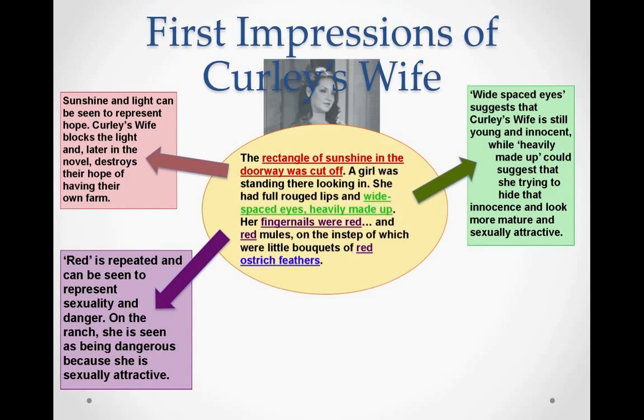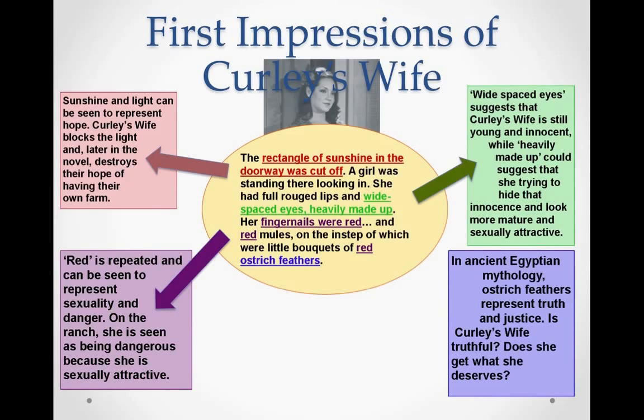Okay, so you'll also notice in this quotation that Steinbeck uses the word red a lot. Red is a key word when we're thinking about Curley's wife. Now, the word red is often associated with things like love, sexuality, and danger. On the ranch, Curley's wife is seen as being dangerous because she is sexually attractive, and in fact, in the end, it is her sexuality that gets her into trouble. So that's important to pick up in that first quotation.